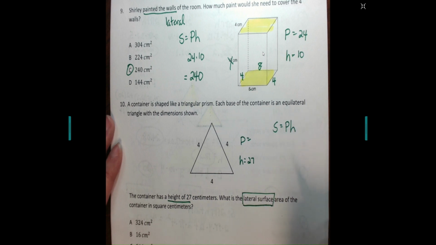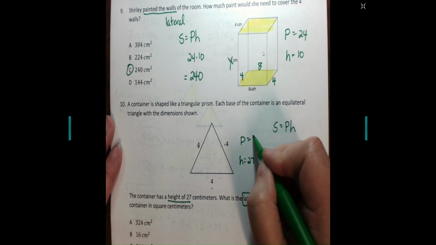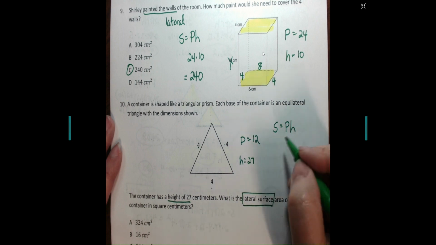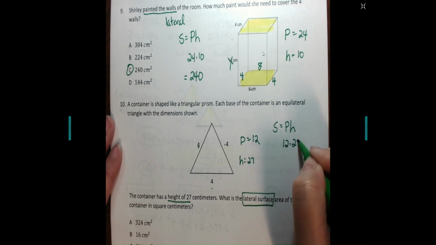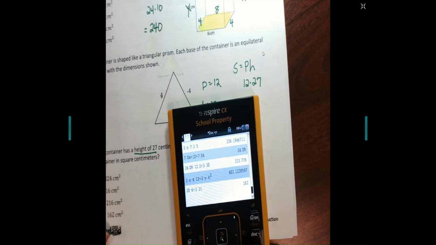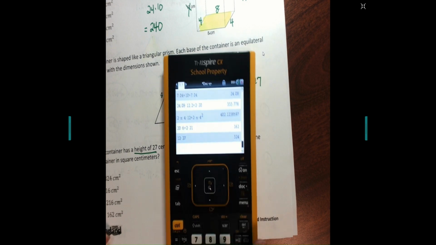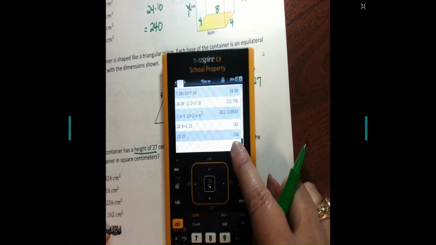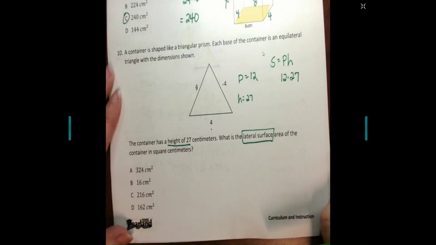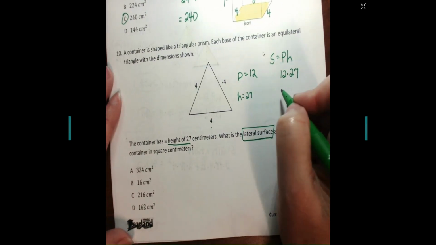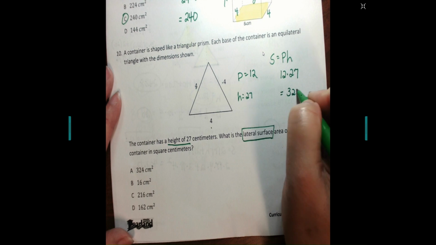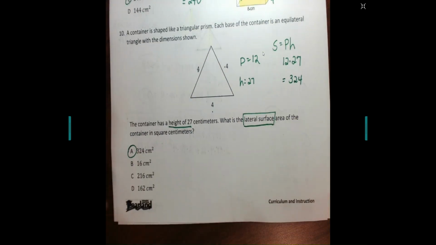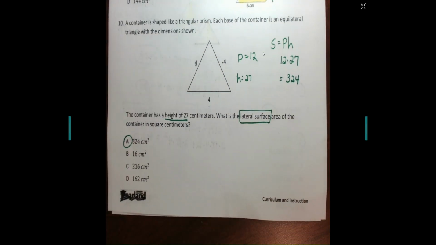So what would the perimeter be, Basil? Okay, we got 4, 4, 4. We got 3 4s, and you get 12. We're going to look at the question if the container has a height of 27 centimeters. Is that what you got? Yep, and then you put 12 times 27, and it gives you the answer. Everybody got it?